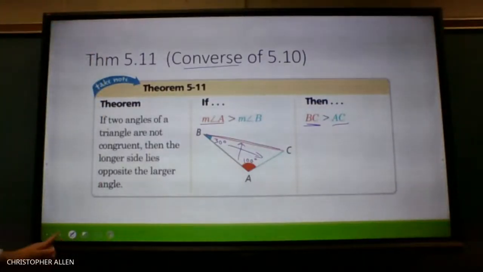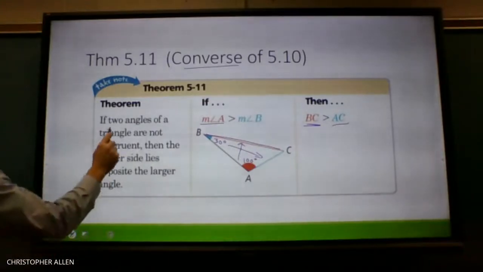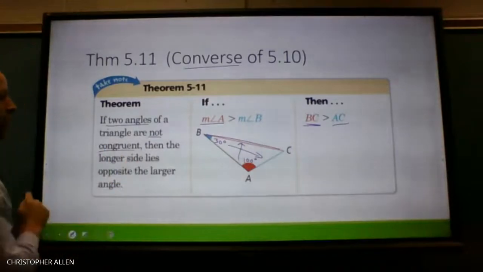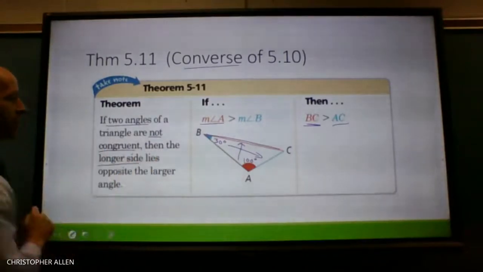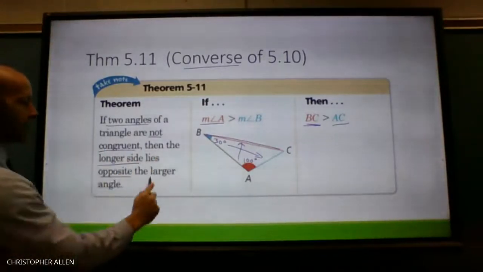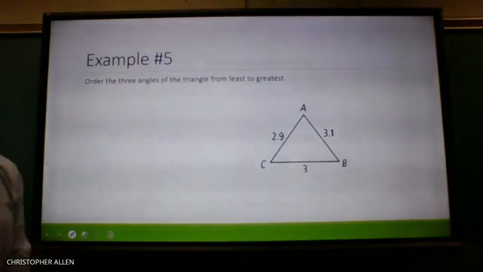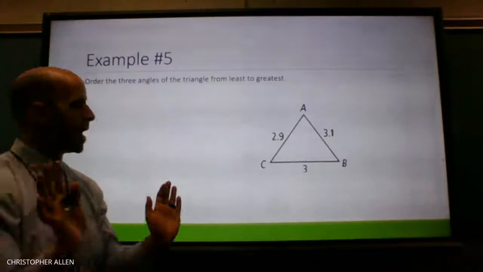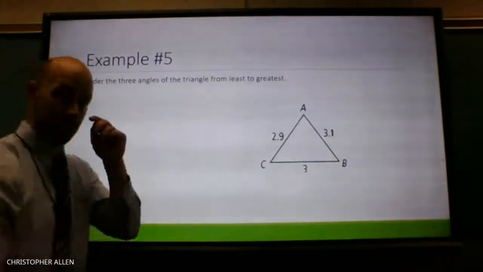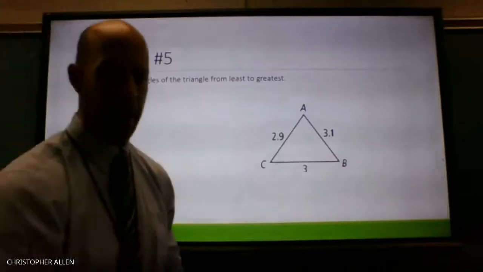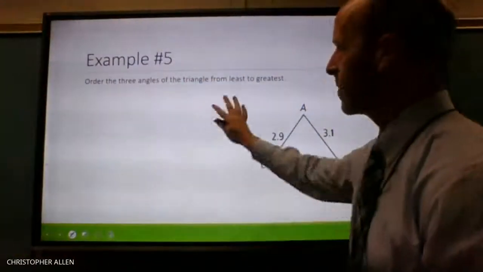Okay. So again, here's what it says. If two angles of a triangle are not congruent, then the longer side lies opposite the larger angle. So here's what I'm going to do. I'm going to shut up now. I'd like you to answer this question, and we'll probably wrap it up pretty much after that. I can't remember if there's one more theorem or not, but I think this is basically it.